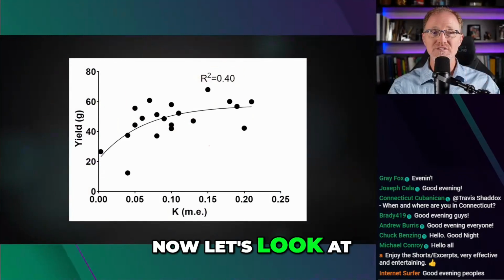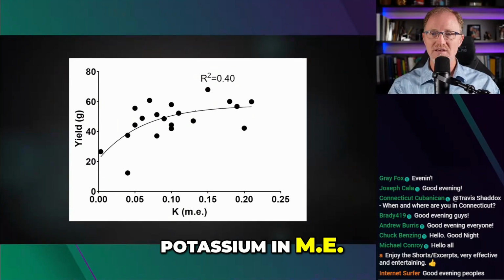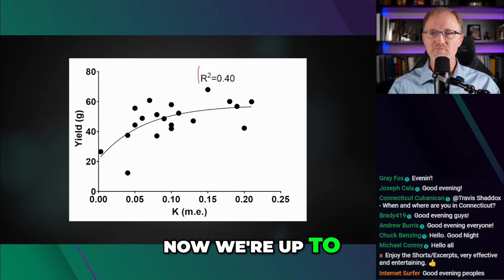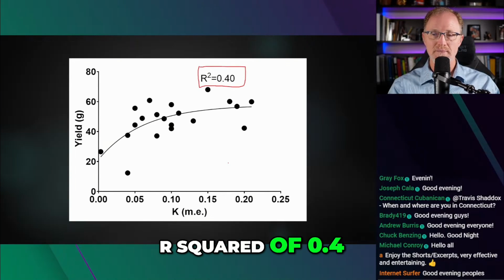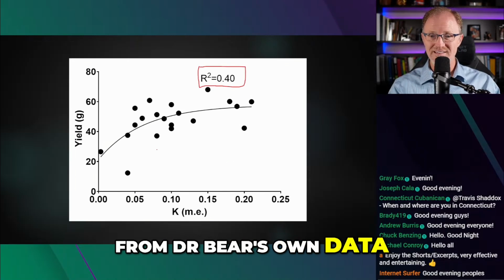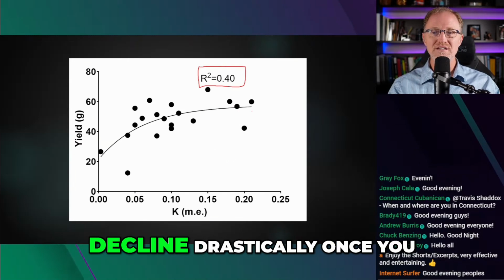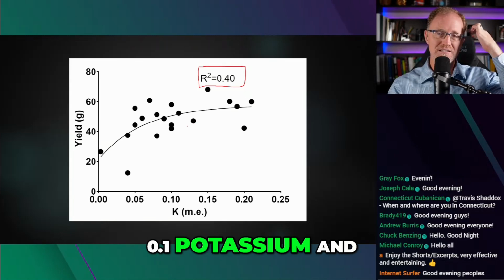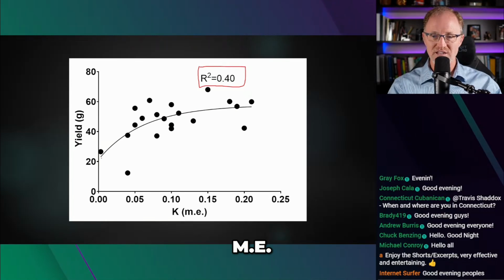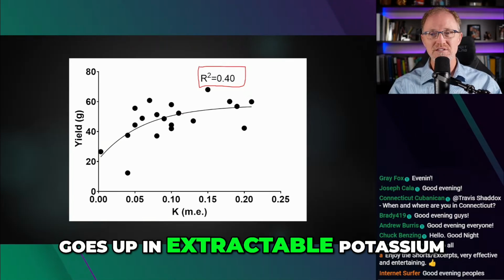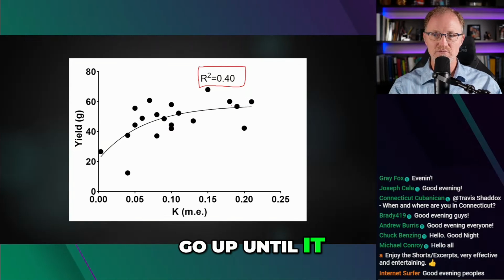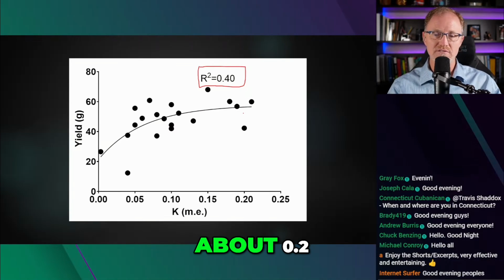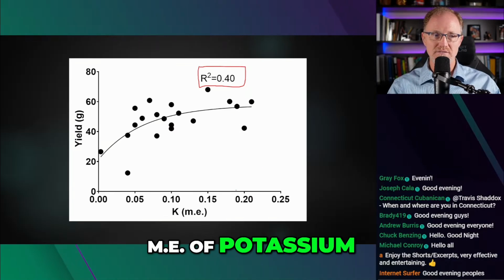Okay, now let's look at potassium in milliequivalents. And you see a very similar graph. Now we're up to an R squared of 0.4 from Dr. Baer's own data. You see the yield decline drastically once you get down to below 0.1 potassium in milliequivalents. And as the extractable potassium goes up, you see the yield go up until it reaches a maximum at about 0.2 milliequivalents of potassium.